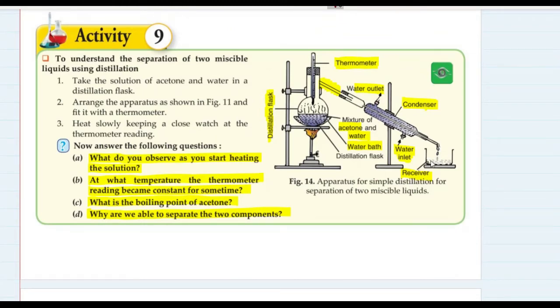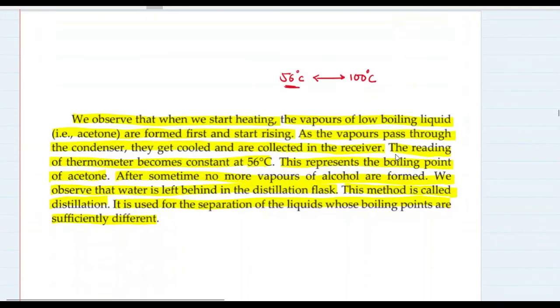But at 57 degrees Celsius, 58, 59, 60, 70 degrees Celsius, even if some vapors come out of here and become liquid, they will be water vapor, because after 56 degrees Celsius there is no question of any acetone being left inside. It will be completely boiled off.